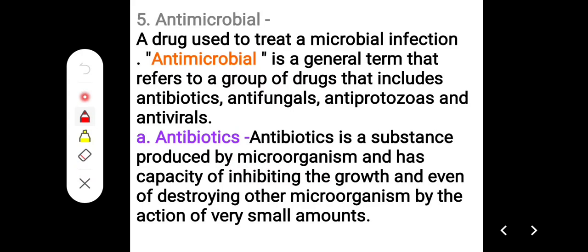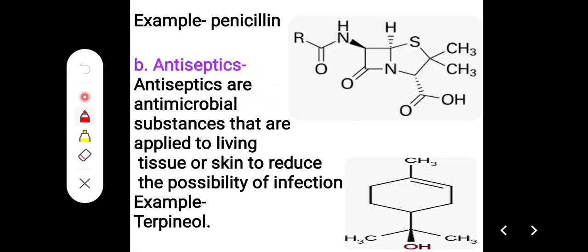Similar things. Antibiotics is a substance produced by microorganisms; the source of antibiotics is microorganisms. It has the capacity of inhibiting the growth and even destroying other microorganisms by the action of a very small amount. So what is the definition? The source is microorganisms, and they have the capacity of inhibiting or destroying other microorganisms by using a small amount of antibiotics. Example: penicillin. This is the structure of penicillin.